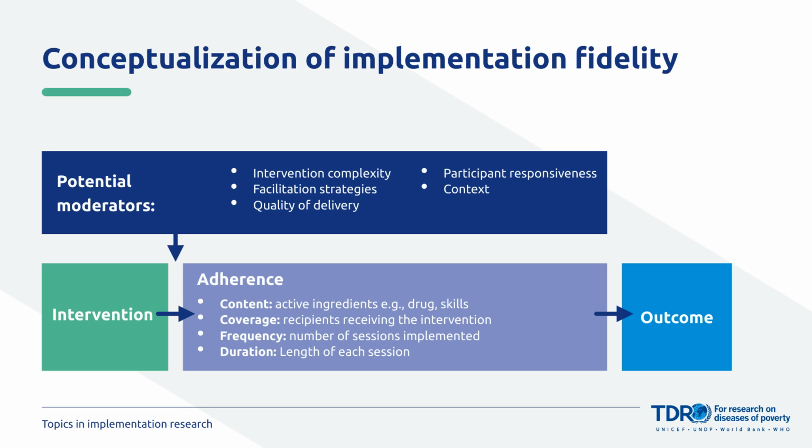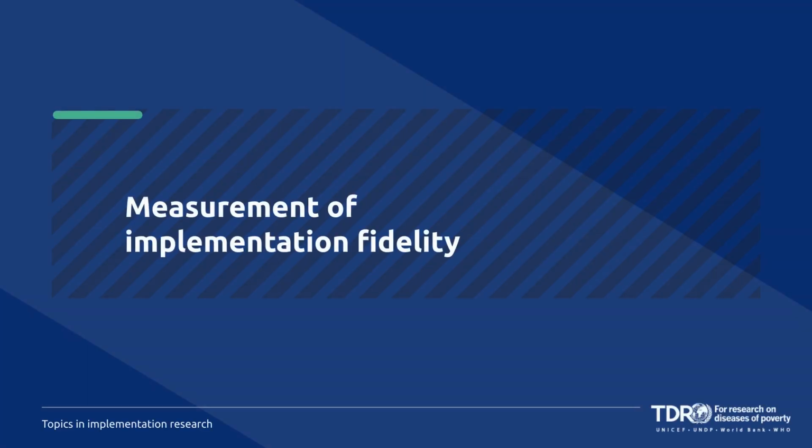Facilitation strategies: these strategies are used to support, optimize, and standardize implementation fidelity, for example training, guidelines, and protocols for implementers. Quality of delivery: this is the way the implementer delivers the program using the techniques, processes, or methods planned. Quality improvement strategies may improve the quality of delivery of the intervention. And finally, participant responsiveness describes the degree to which participants are engaged and involved in the activities and content of the program.